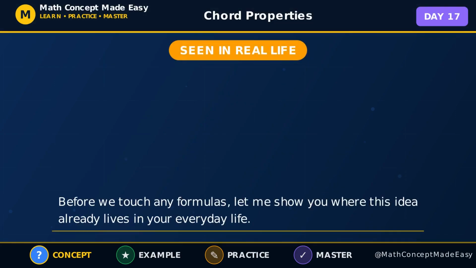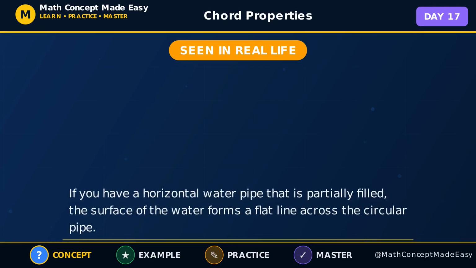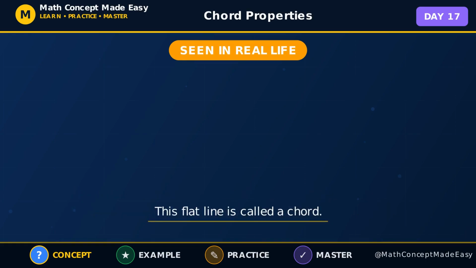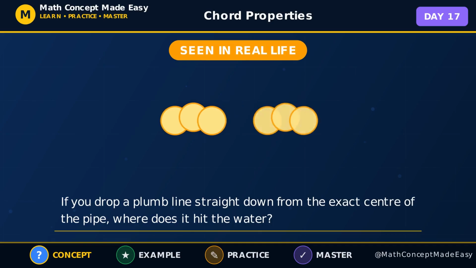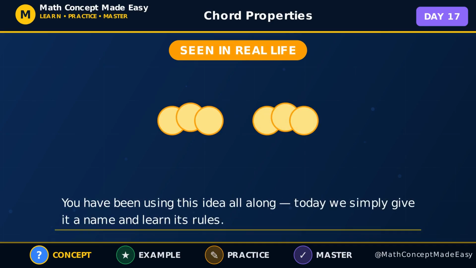Before we touch any formulas, let me show you where this idea already lives in your everyday life. If you have a horizontal water pipe that is partially filled, the surface of the water forms a flat line across the circular pipe. This flat line is called a chord. If you drop a plumb line straight down from the exact center of the pipe, where does it hit the water? You have been using this idea all along. Today we simply give it a name and learn its rules.